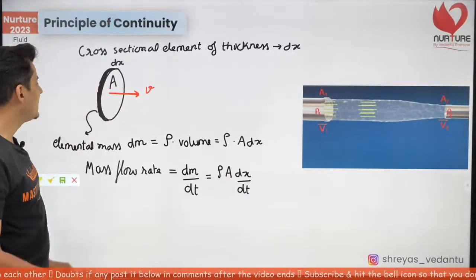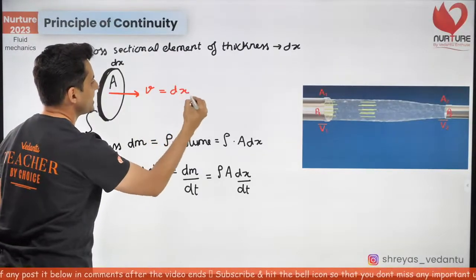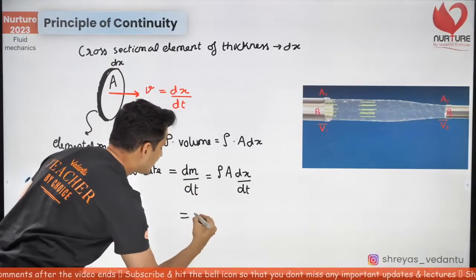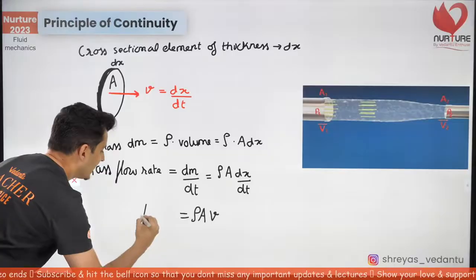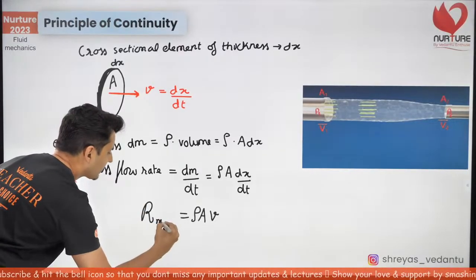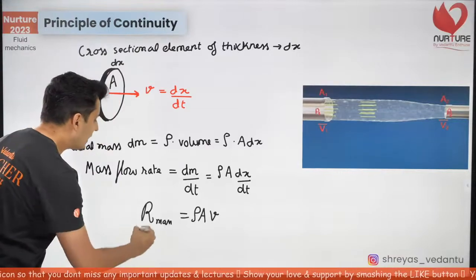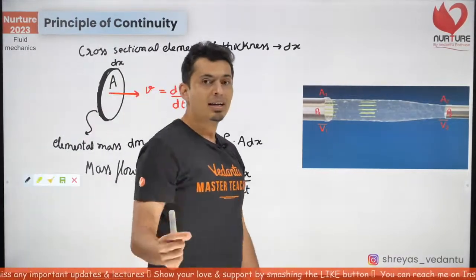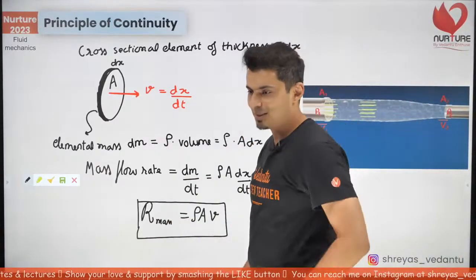Now what is dx by dt? It's very obvious, because velocity is position change with respect to time. So hence this is just rho A v. So this is mass flow rate. You can call it Rm, R stands for rate. Very, very important formula. It is rho A v. Keep this in mind.